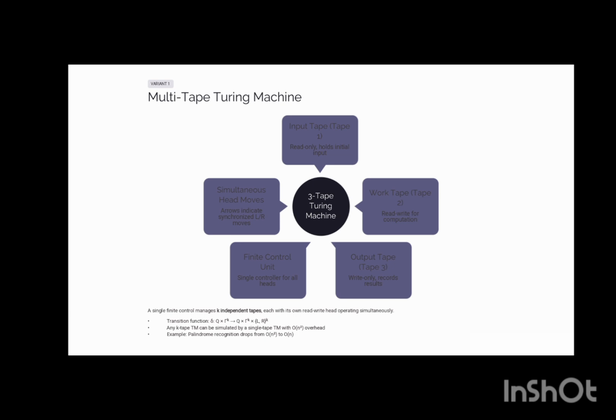The simulation theorem states that any k-tape Turing machine running in time T(n) can be simulated by a single tape Turing machine in O(T(n)²) time. This quadratic overhead is tight for certain problems. A classic example is palindrome recognition. The multi-tape Turing machine copies the input to a second tape, reverses it, and compares both tapes in linear time, whereas the single tape version requires repeated back and forth traversals.